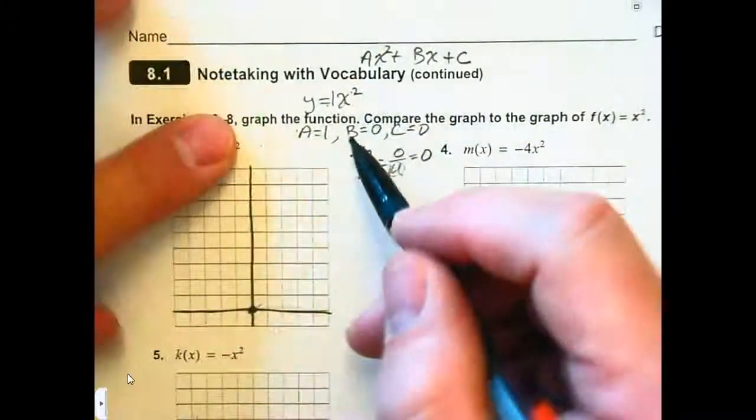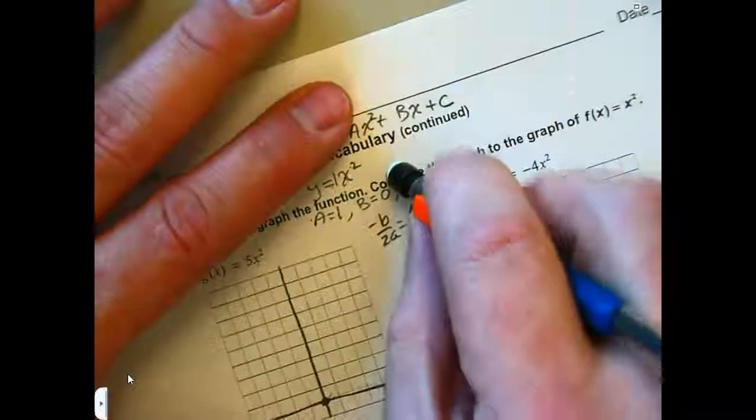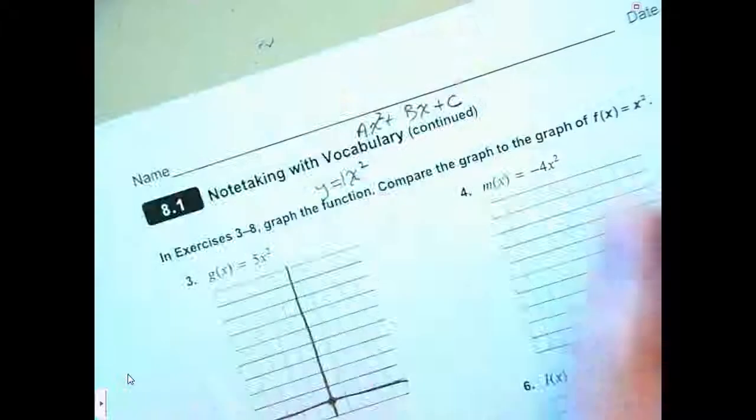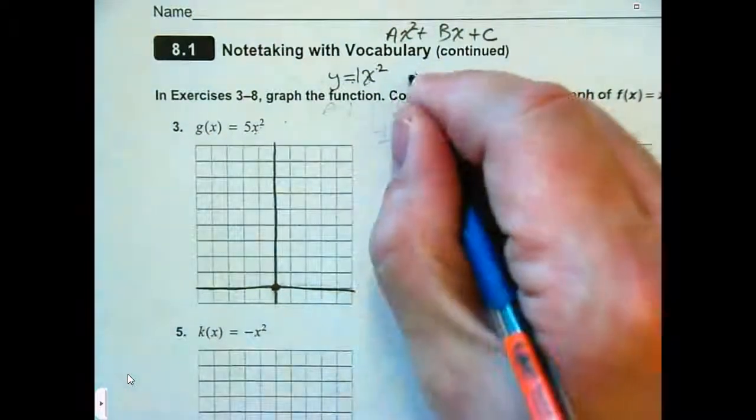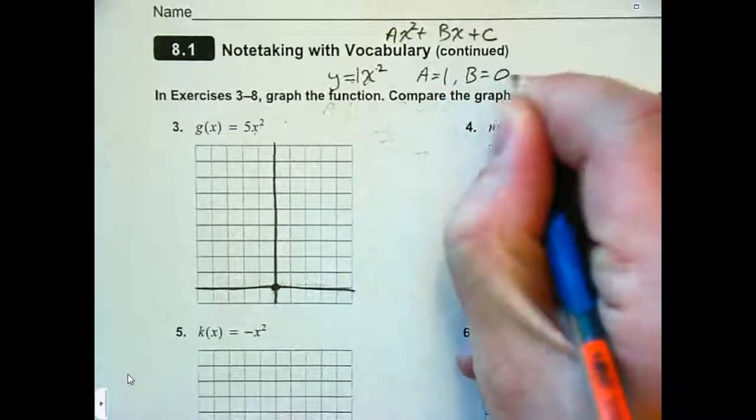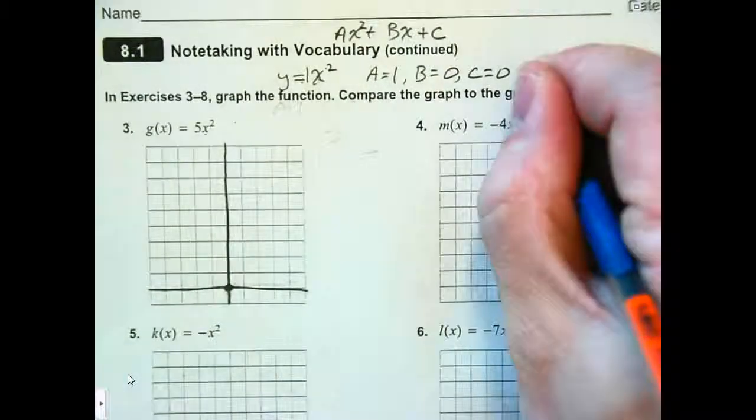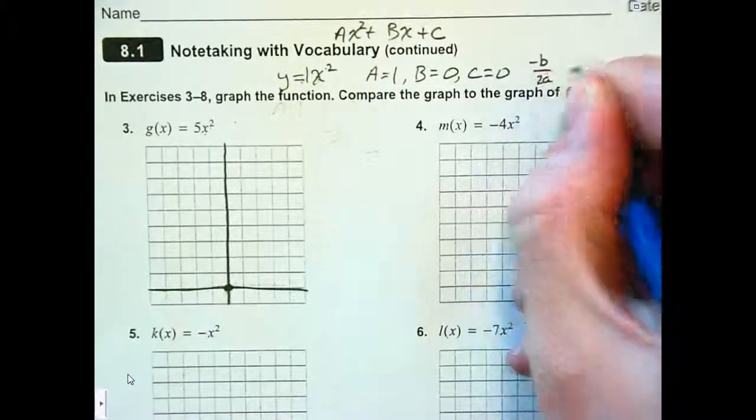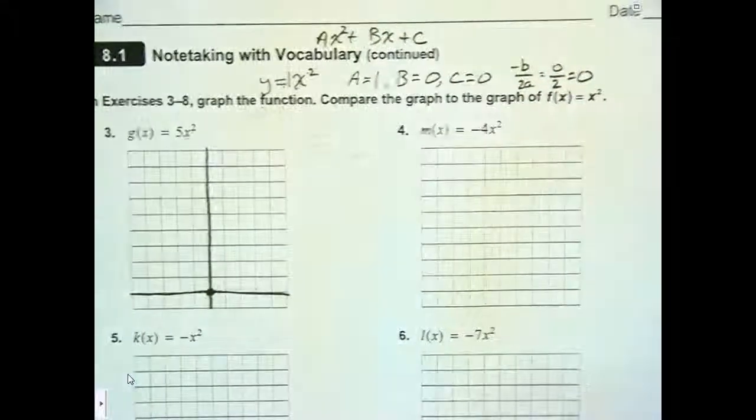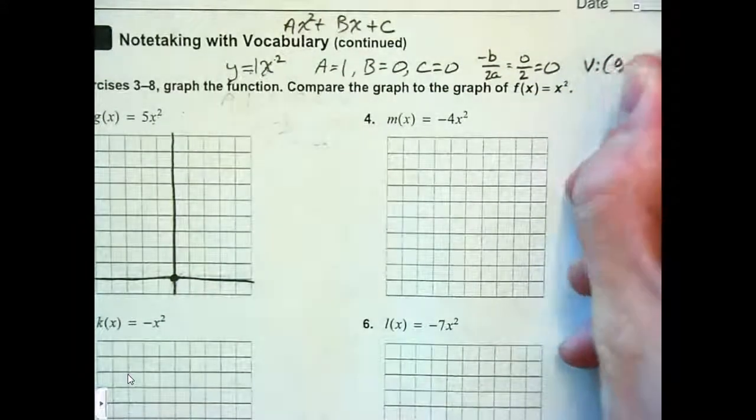No, I'm looking at this function. Yeah, so maybe I should have put that up here with that one. Okay, so I'm just focusing on the parent function. A equals 1, B equals 0, and C equals 0. On the parent function, if I do the opposite of B over 2A, I get 0 over 2, which is still 0. And so if I plug that in, my vertex is going to be 0, 0.